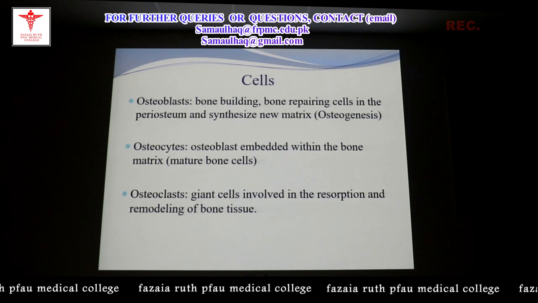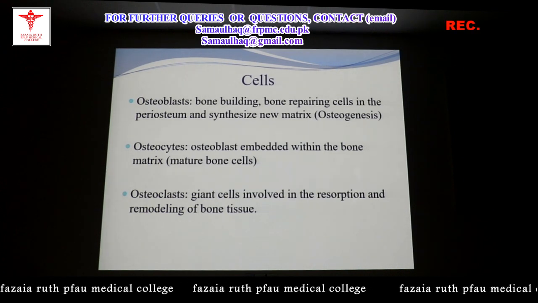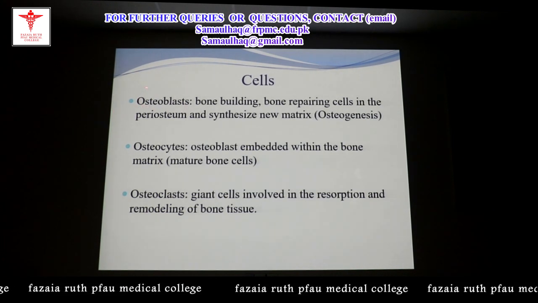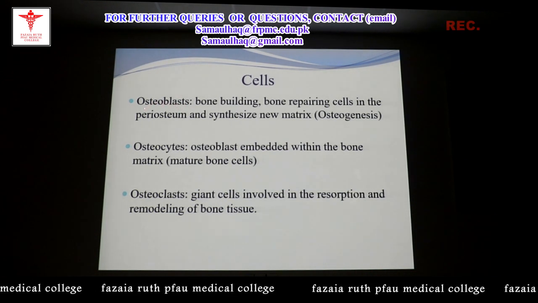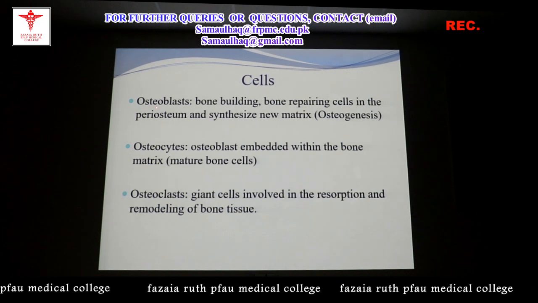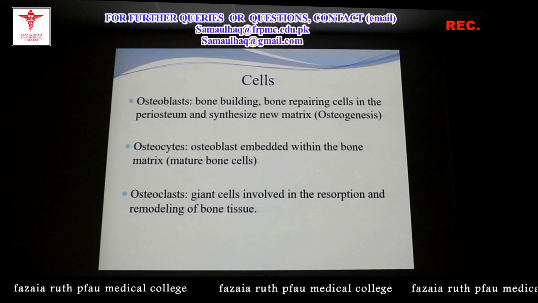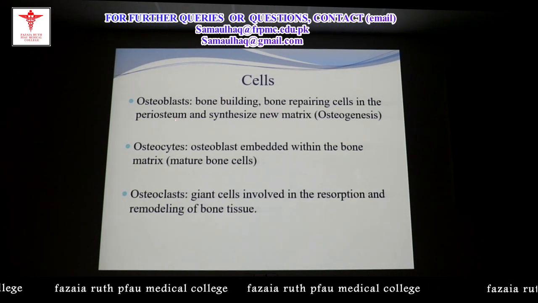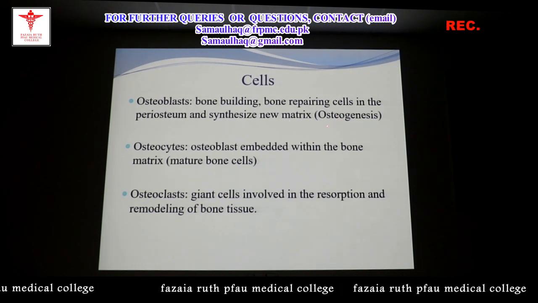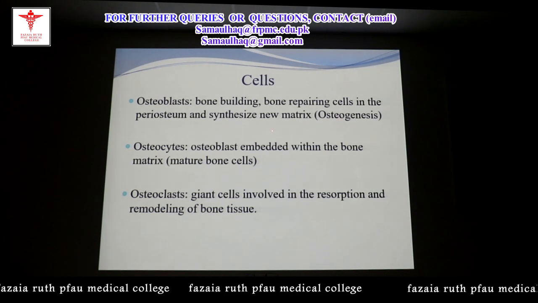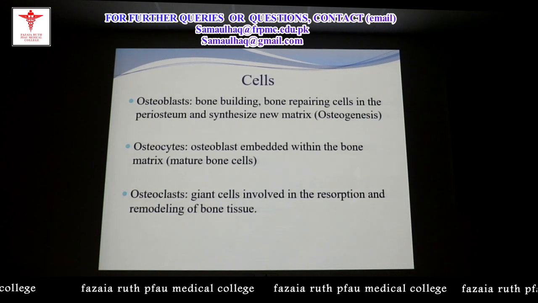Before we start, let us have an idea about the cells of the bone. Osteoblast: osteo again means bone and blast means forming. So these are the bone forming cells, or the immature baby cells of the bone. They are bone building cells, bone repairing cells in the periosteum, and they synthesize new matrix. The process of formation of this matrix is known as osteogenesis.